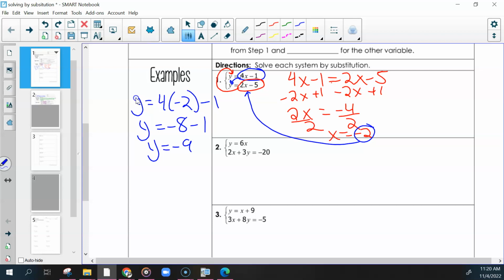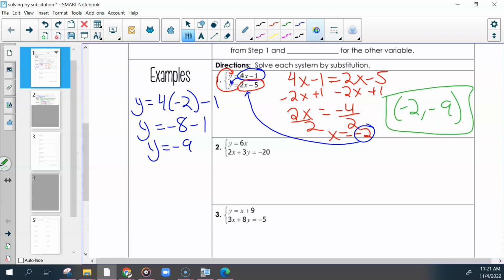After you have both x and y, you would write this as an ordered pair. And that would be your final answer. I would say box in that answer so we know that's your final answer. Do we have any questions on that process? How we got that answer? Anything like that?